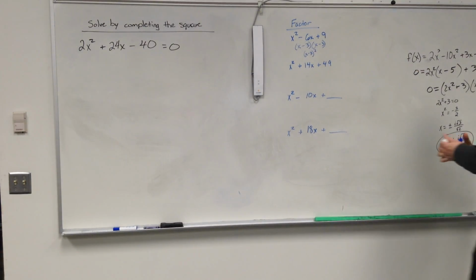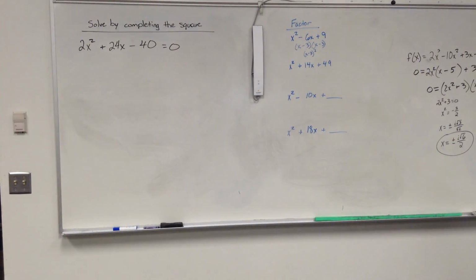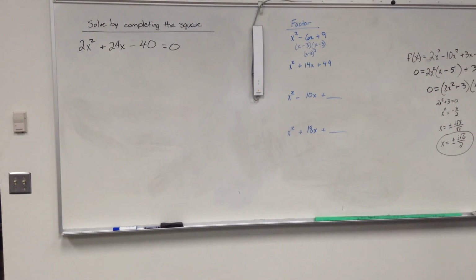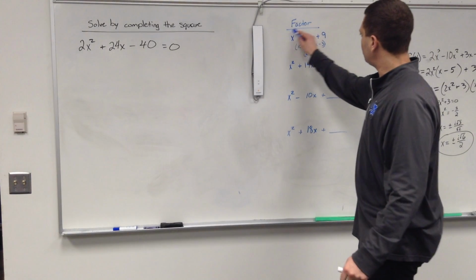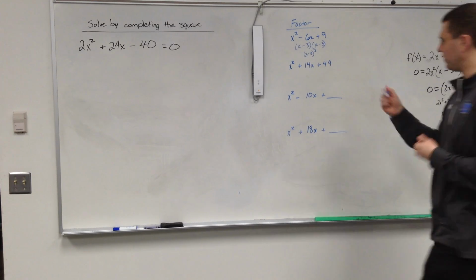So this trinomial right here is called a perfect square trinomial because it can be written as a quantity squared, just like 49 is a perfect square because 7 squared is 49. 81 is a perfect square because 9 squared is 81. This trinomial is a perfect square because x minus 3 quantity squared is equal to that trinomial. What's the next one? x plus 7 quantity squared.